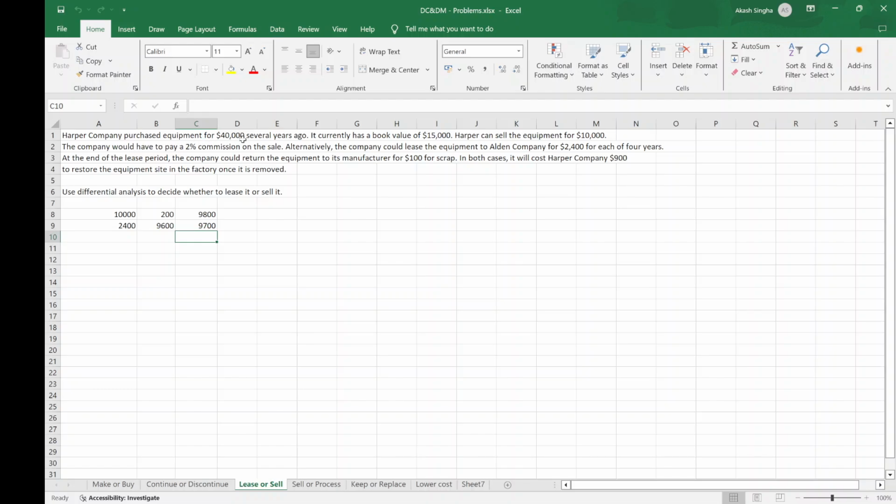Harper Company purchased equipment of 40,000 several years ago. It currently has a book value of 15,000. Harper can sell the equipment for 10,000. The company would have to pay a 2% commission on the sale.